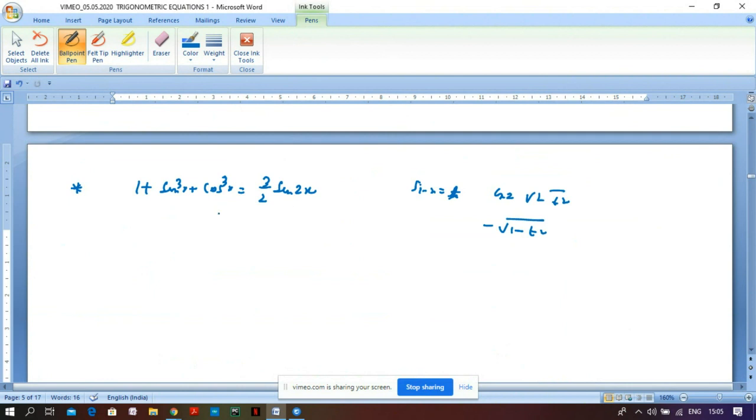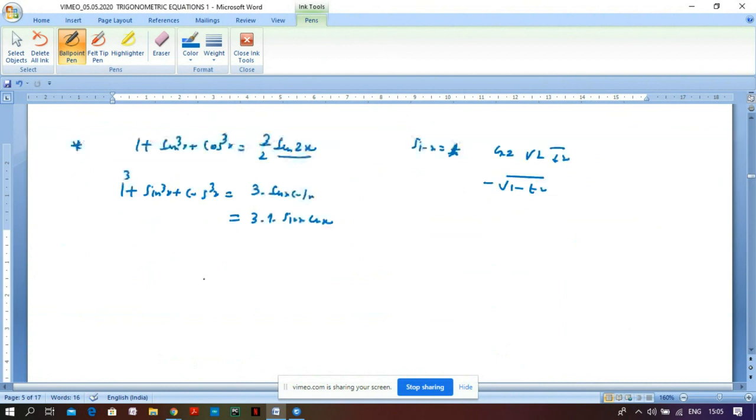So think of this as two variables. If you think of it this way, first write 1 plus sine cube x plus cos cube x, a lot of cubes are there. So 1 cube plus sine cube x plus cos cube x. I expanded 2 sine x cos x, so that is 3 times sine x cos x. So it's like 3 times 1 times sine x times cos x.